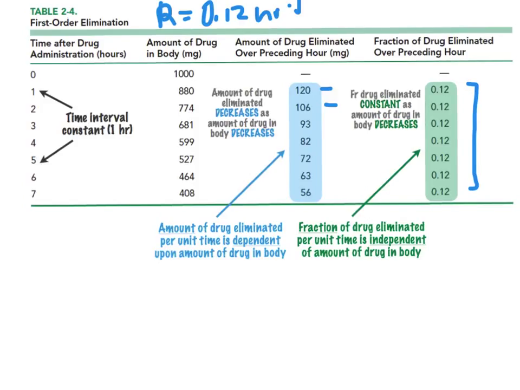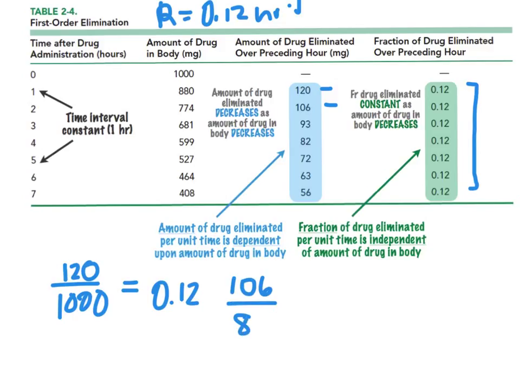We derive these fractions by taking the amount eliminated over the total amount that's present. So 120 milligrams was lost in the first hour out of 1,000 milligrams that was present. That's equal to 0.12 as a fraction. We then lose 106 milligrams out of 880 milligrams that were present. Again, that's going to be a fraction of 0.12, so that is constant.